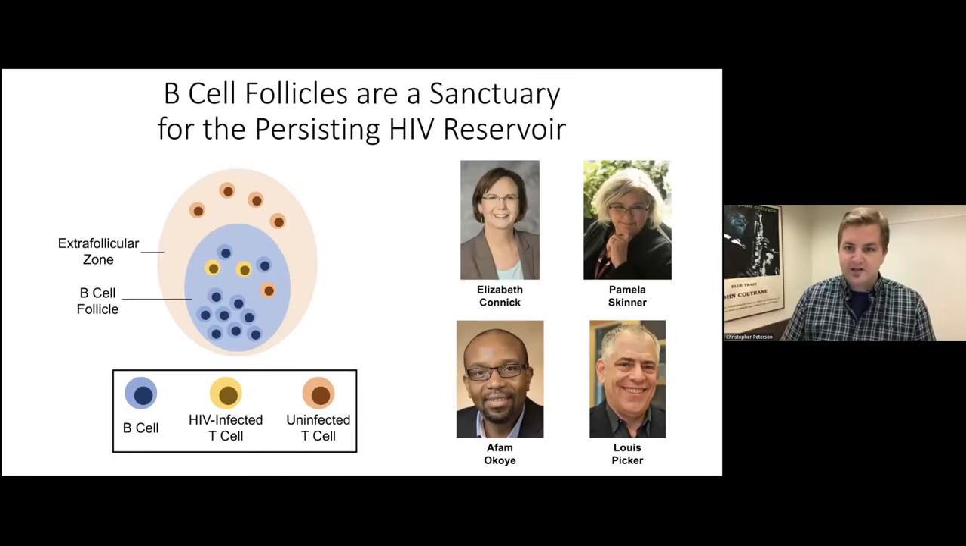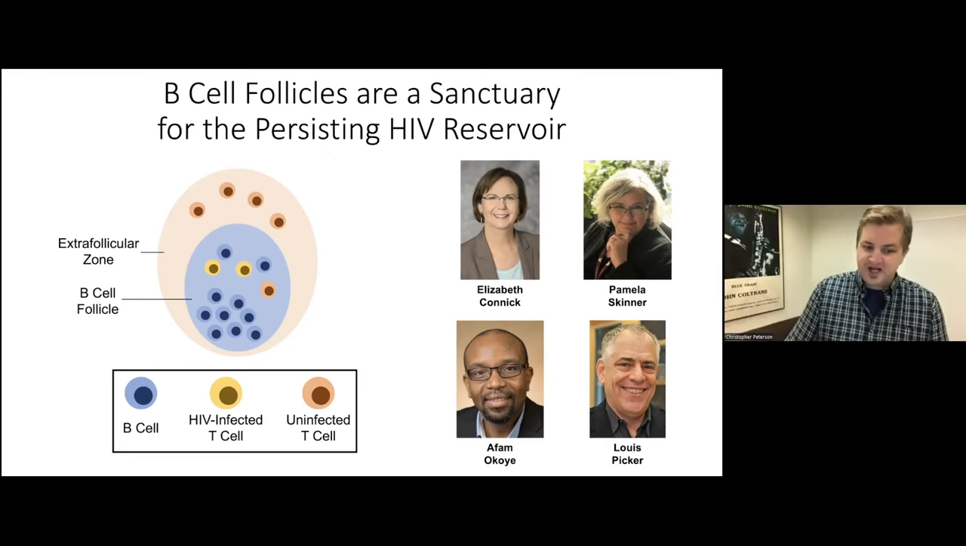So why are we interested in B-cells? Really the work that I'm going to show you today is the result of pioneering studies by Liz Connick and Pam Skinner, and also by Afa McCoy and Louis Picker, showing that B-cell follicles within lymph nodes and other secondary lymphoid tissues are a highly likely, primary place where the virus may hide out during persistent antiretroviral therapy. So that's schematized here, just showing that in these B-cell follicles here in blue, there are obviously a lot of B-cells in that location.